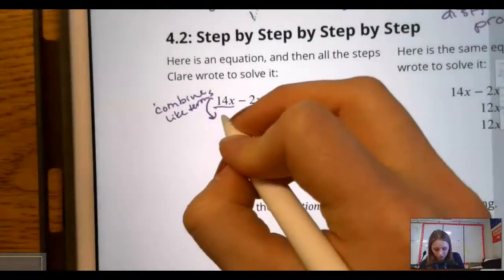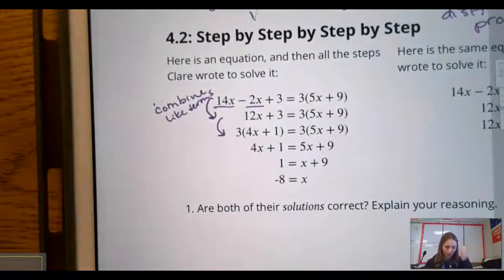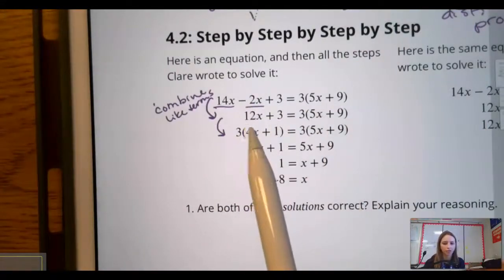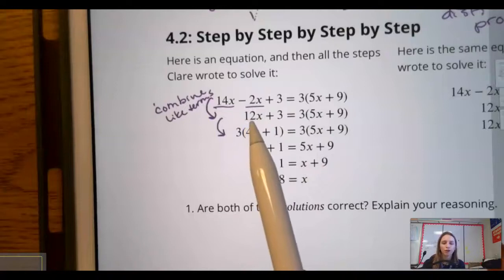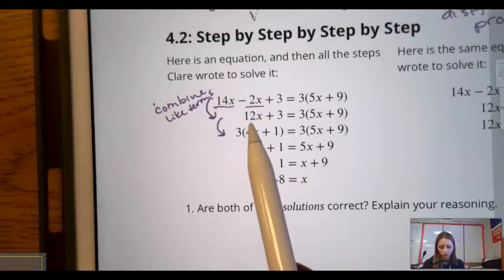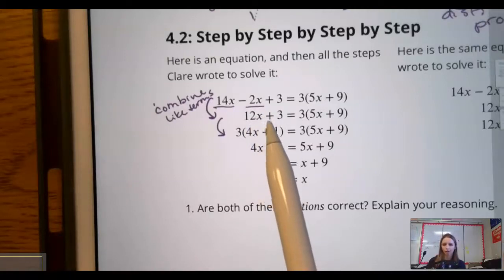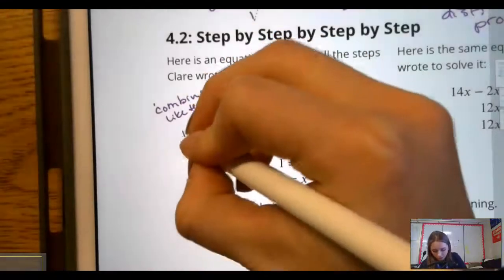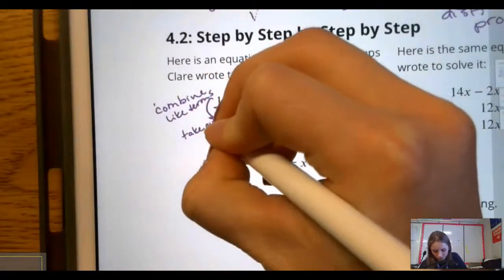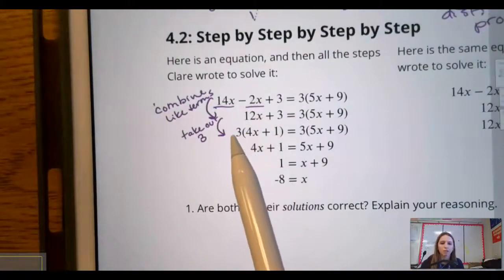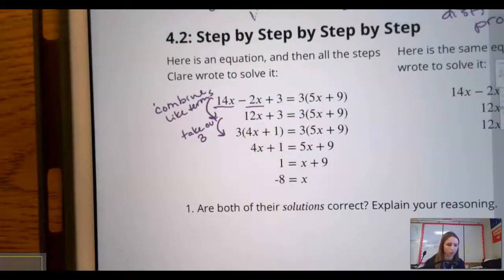Alright, now from here to here, let's see what happens. Nothing changes on the right, so let's look at the left. Well, it looks like we found a number that goes into both of our terms here, and that number would be 3. So we're going to take out a 3, and when we do that, now we can apply the distributive property. Or maybe just divide by 3.